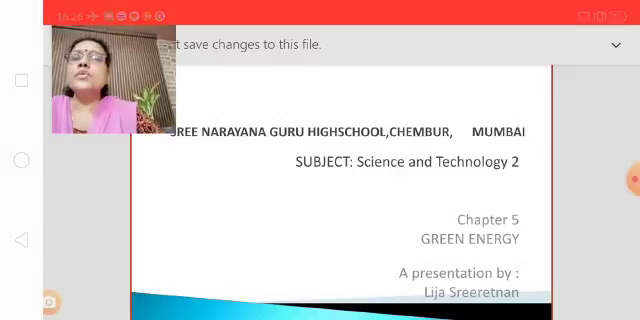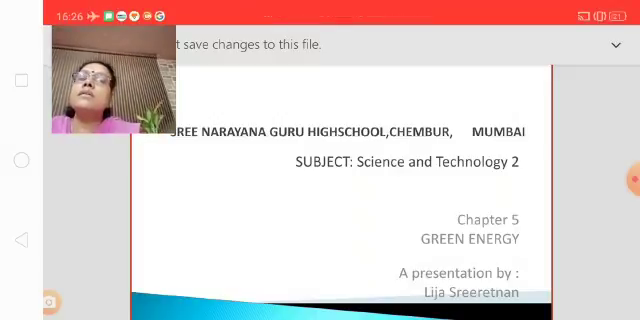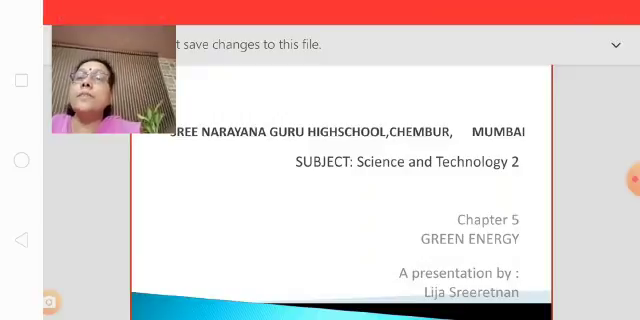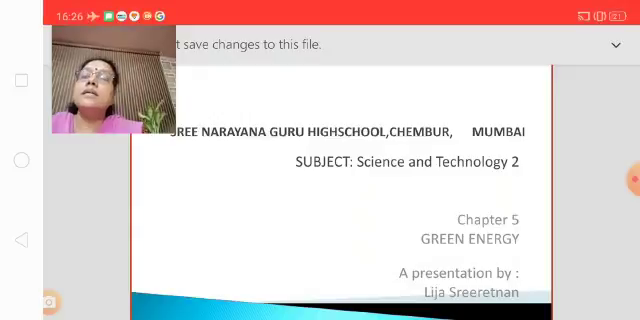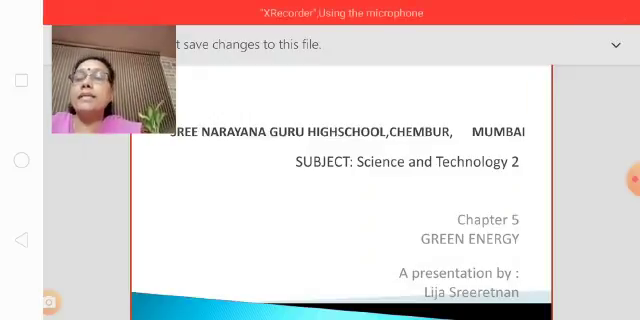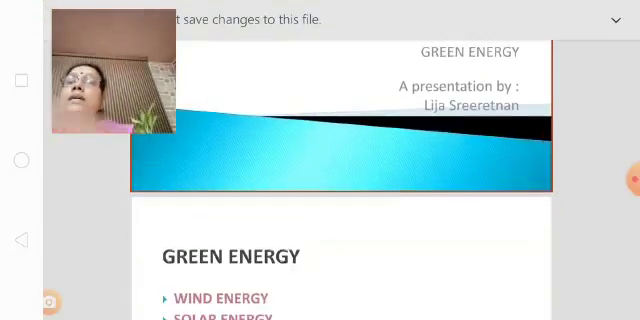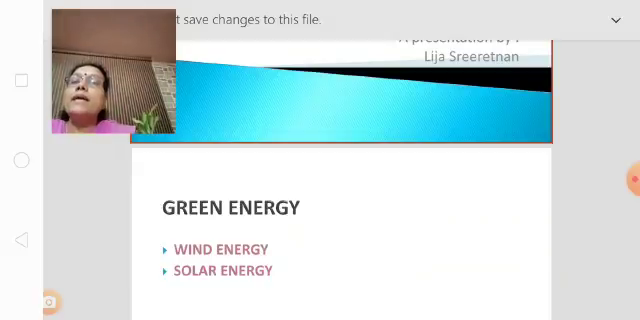For the past 2 weeks we have been learning about different types of power plants. We learned about thermal power plant, nuclear power plant, hydroelectric power plant. Now 2 more power plants are there. Which are they? Solar power plant and wind energy.